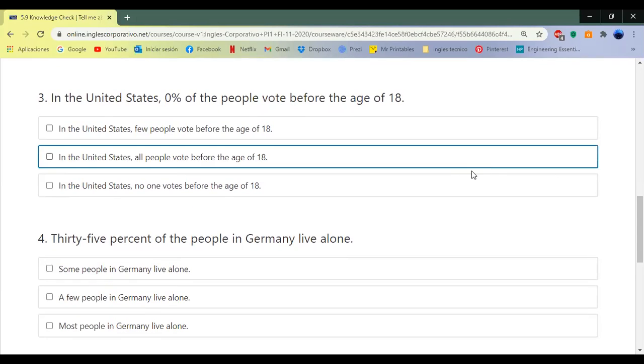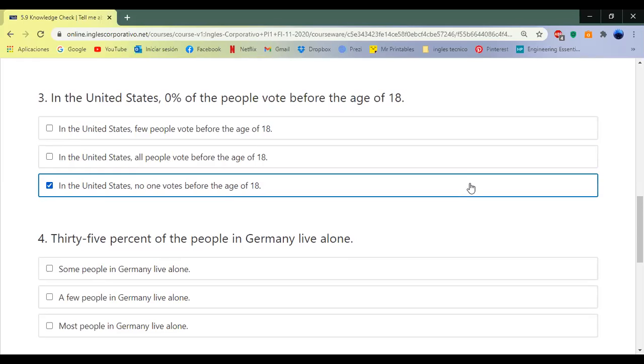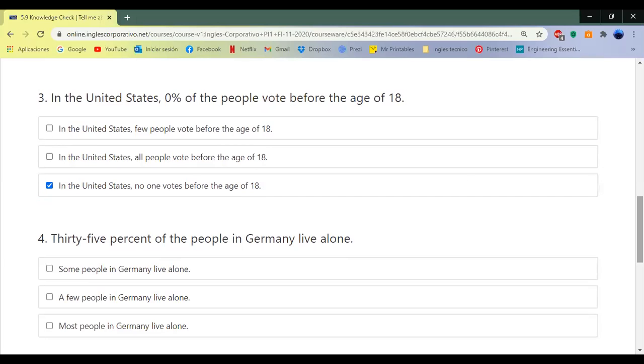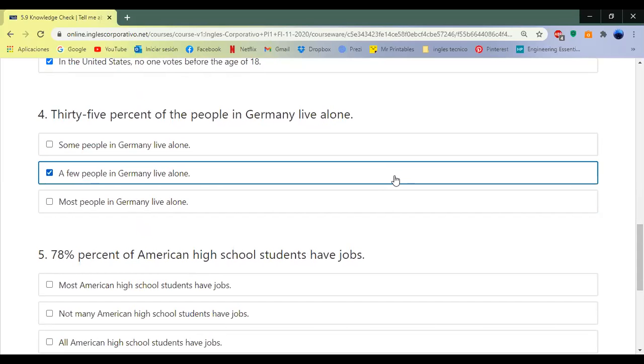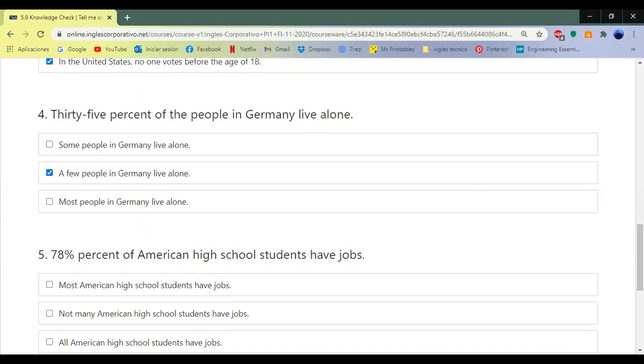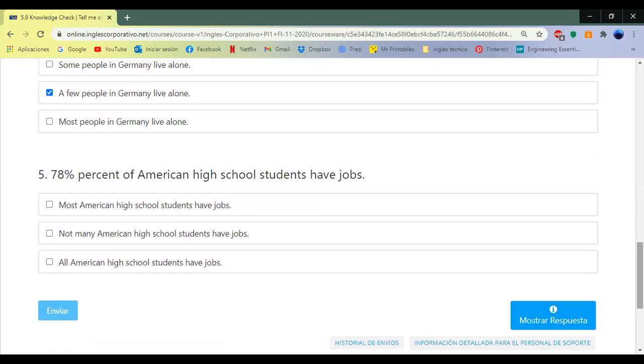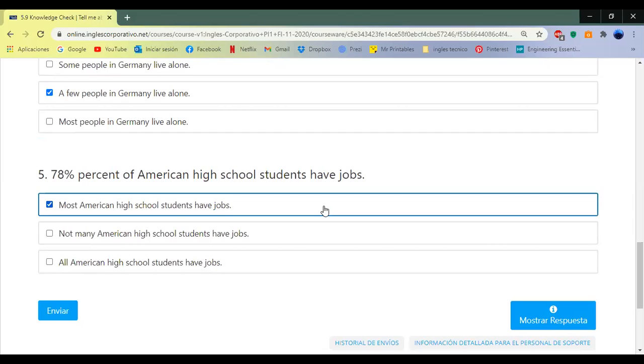The last one. Can you read it, Brian, please? In the United States, no one votes before the age of 18. Excellent. Then we have, 35% of the people in Germany live alone. And the last one says, 78% of American high school students have jobs. The first one. Can you read it, please? Most American high school students have jobs.